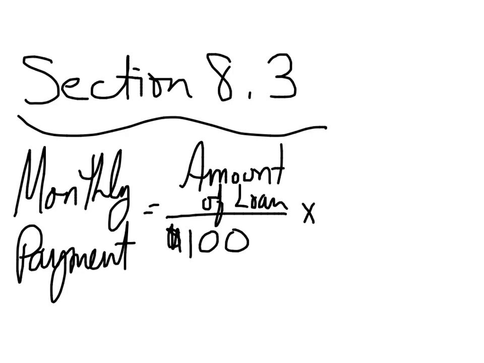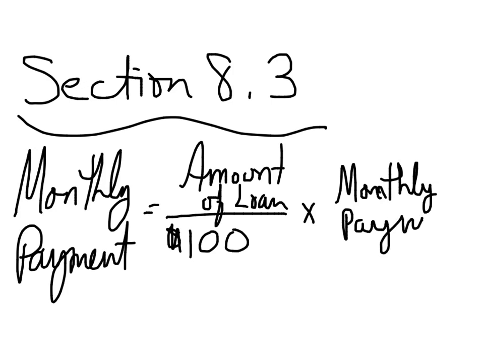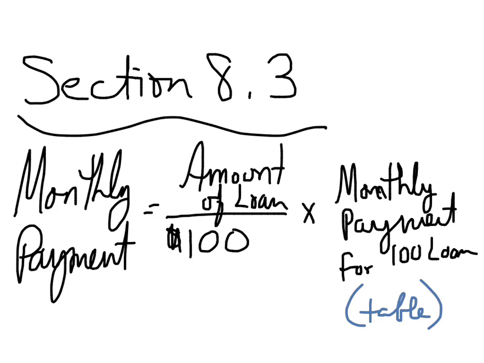And then you multiply that by the monthly payment per $100 loan. This part right here means table. You are going to be able to find that number from the table. So what we do is we take the amount of the loan. Let's say we borrowed $20,000 for a car, right? 20,000 divided by 100 times whatever that number is from the table. That will establish what your monthly payment is going to be. Okay? And I'll show you how to use the chart here in a second.